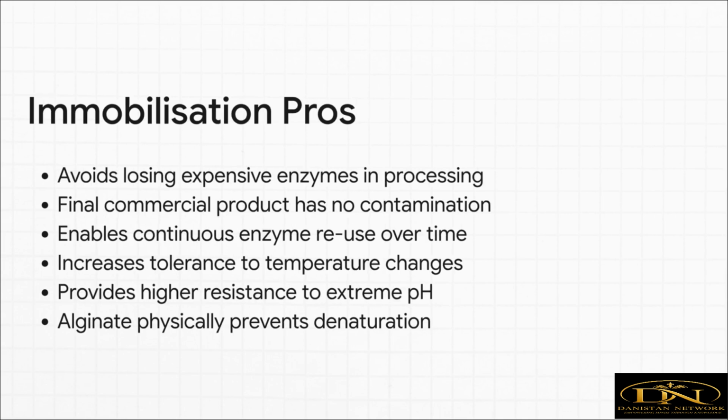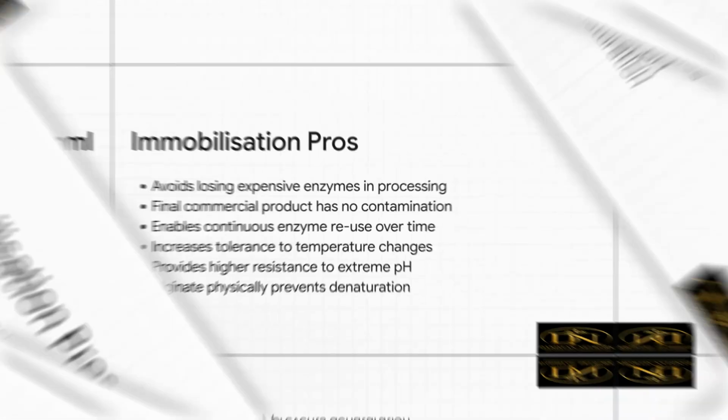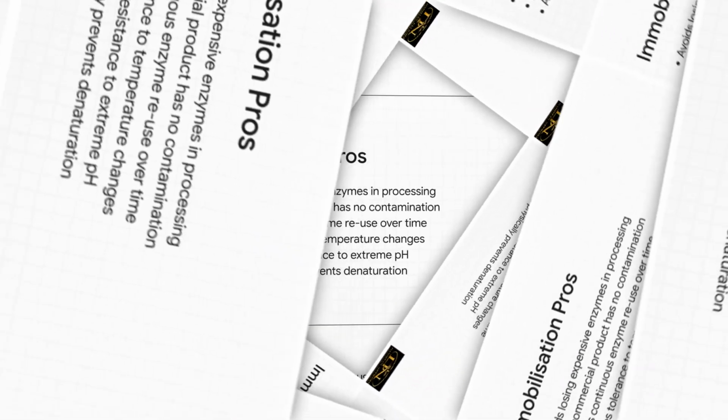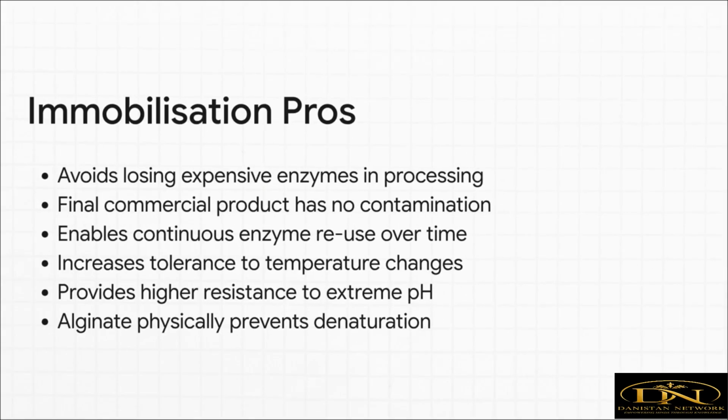So why does this beat just mixing the enzyme directly into the product? First off, it completely avoids losing your costly enzymes during processing. It also ensures the final commercial product remains totally free of enzyme contamination, while enabling continuous, highly profitable enzyme reuse over time. But biophysically, it gets even cooler. This firm alginate embedding structurally restricts the enzyme, which physically prevents molecular denaturation. This provides the enzyme with significantly higher resistance to extreme pH changes and vastly increases its tolerance to severe commercial temperature fluctuations.